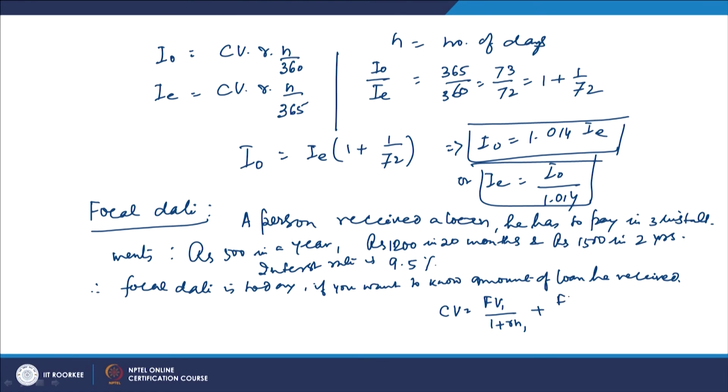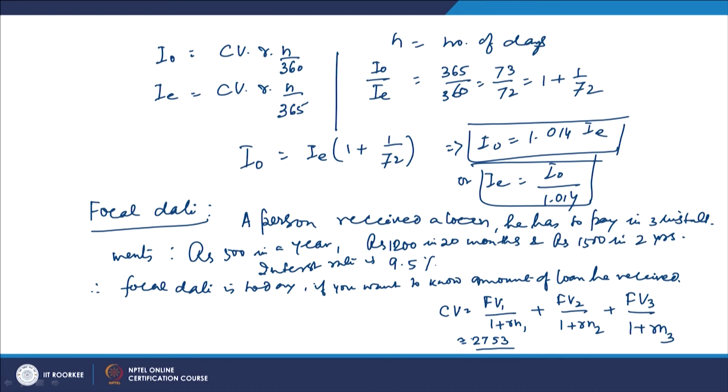Similarly, FV2 will be 1200, divided by 1 plus R to the power N2, where N2 is the second installment at which it was paid, and that is given as 20 months. So, it will be 20 by 12 years. And similarly, FV3 divided by 1 plus R to the power N3. FV3 will be 1500 and N3 will be 2 years. So, if you find this value, with 1 plus R as 0.095, and then calculate all these values, you will get a value close to 2753.